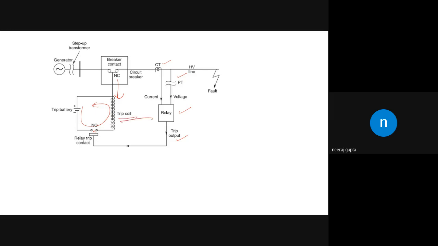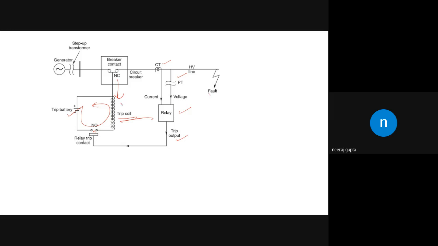The trip battery provided here supplies the power to this trip coil, and the relay output contact is wired in series with the trip battery, as is obvious from this diagram. So when the relay operates, the trip coil gets energized and the circuit breaker contacts part. As a result, whenever a fault occurs, the circuit breaker will operate and the faulty section can be isolated.